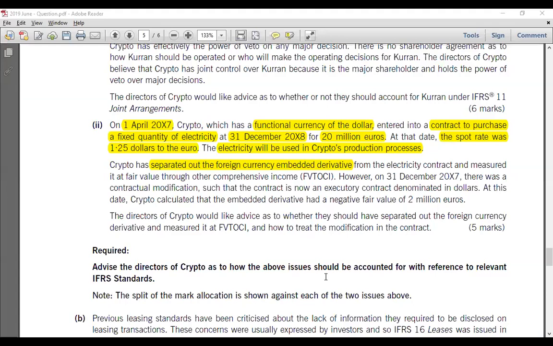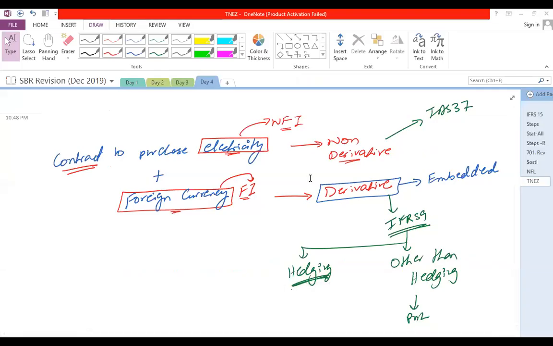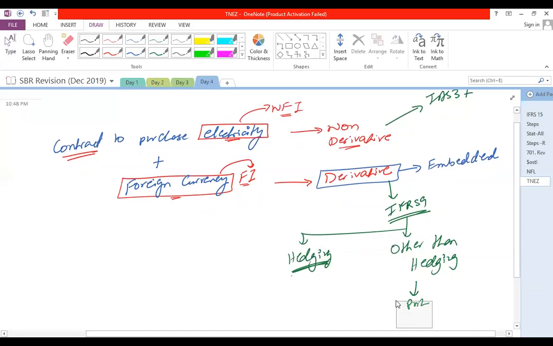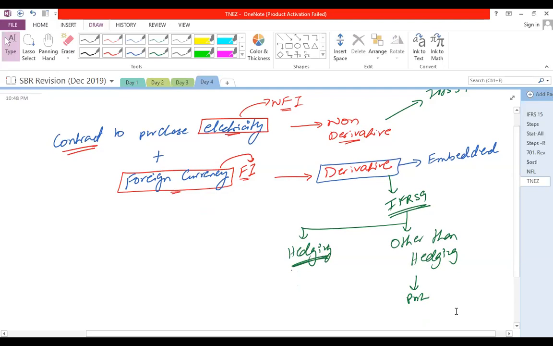Harun is saying, can you please repeat the last point about hedging? Harun, I was saying that now that it has a derivative, the derivative has two uses. Either it is going to be used for hedging or other than hedging. So if it's other than hedging, we should be treating it to the P&L. And normally the embedded derivatives are what are treated in the P&L.